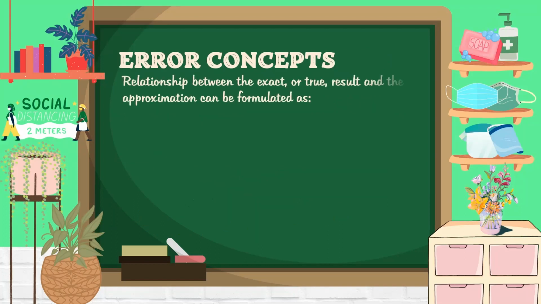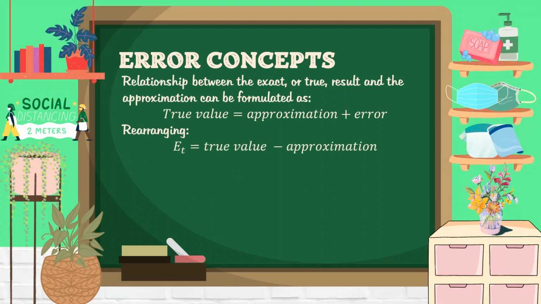So, error concepts. The relationship between the exact or true result and the approximation can be formulated as: true value equals approximation plus error. By rearranging, we find that the numerical error is equal to the discrepancy between the truth and the approximation. So, E sub t is equal to true value minus approximation. E sub t is called the true error, or the exact value of the error.